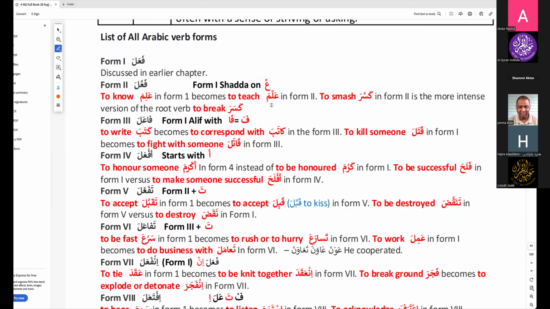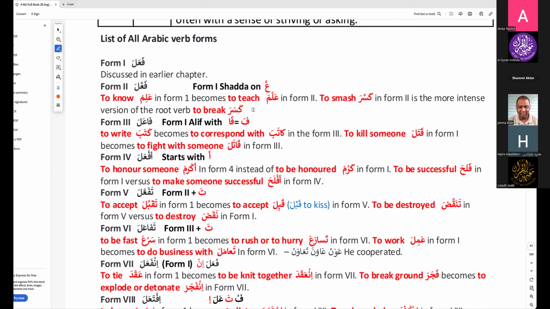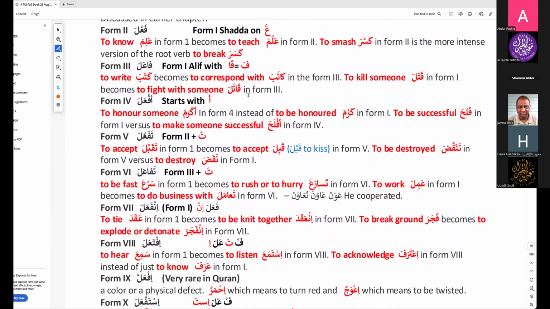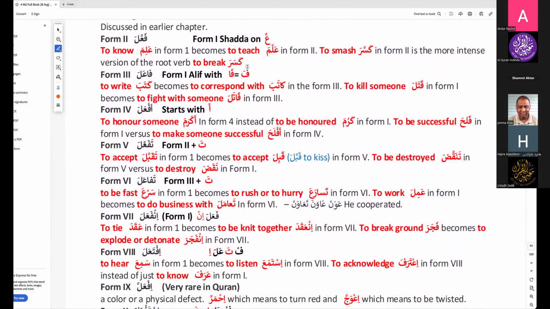It is giving the intensity, giving the rich meanings, you know. So these examples are very helpful, if you can follow what I'm saying. If you still have any questions, we'll answer them at the end of the lesson, inshallah.